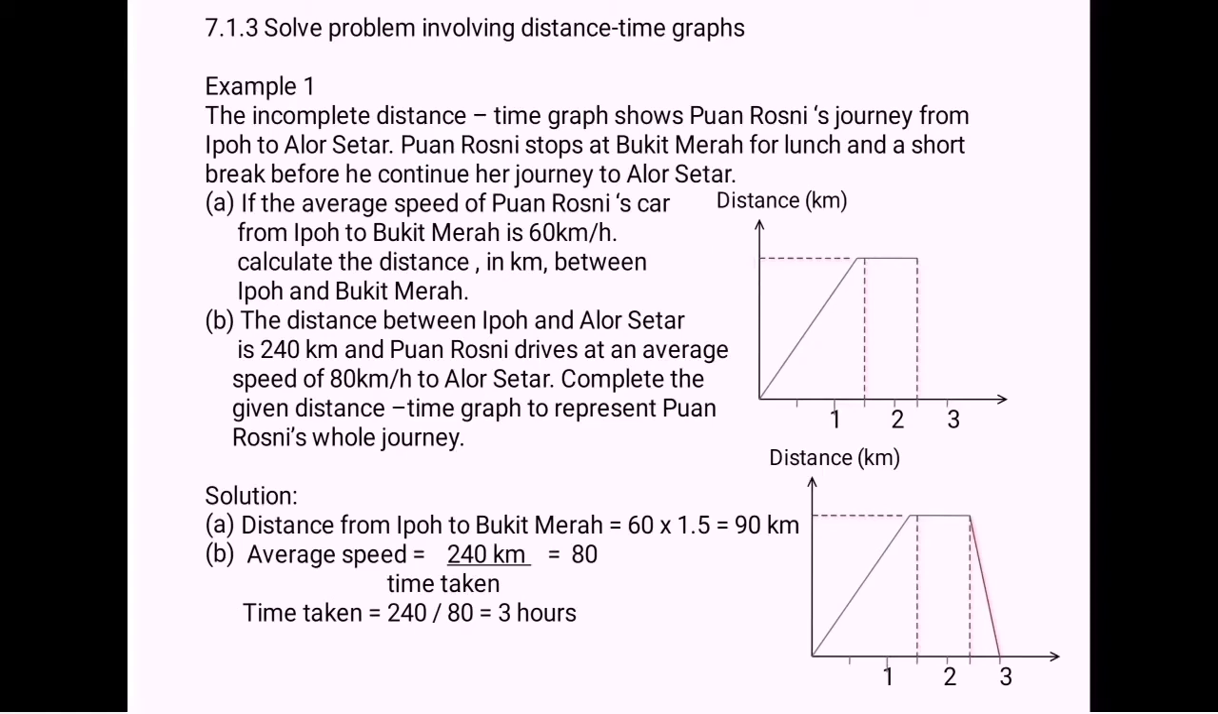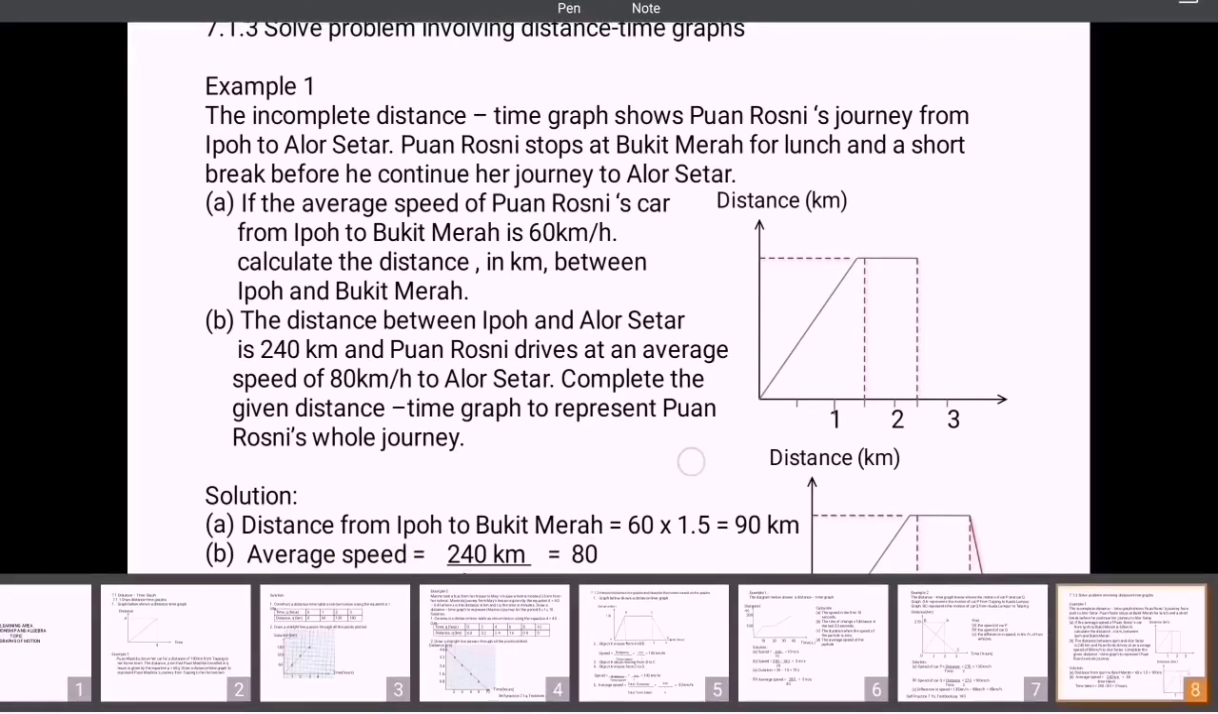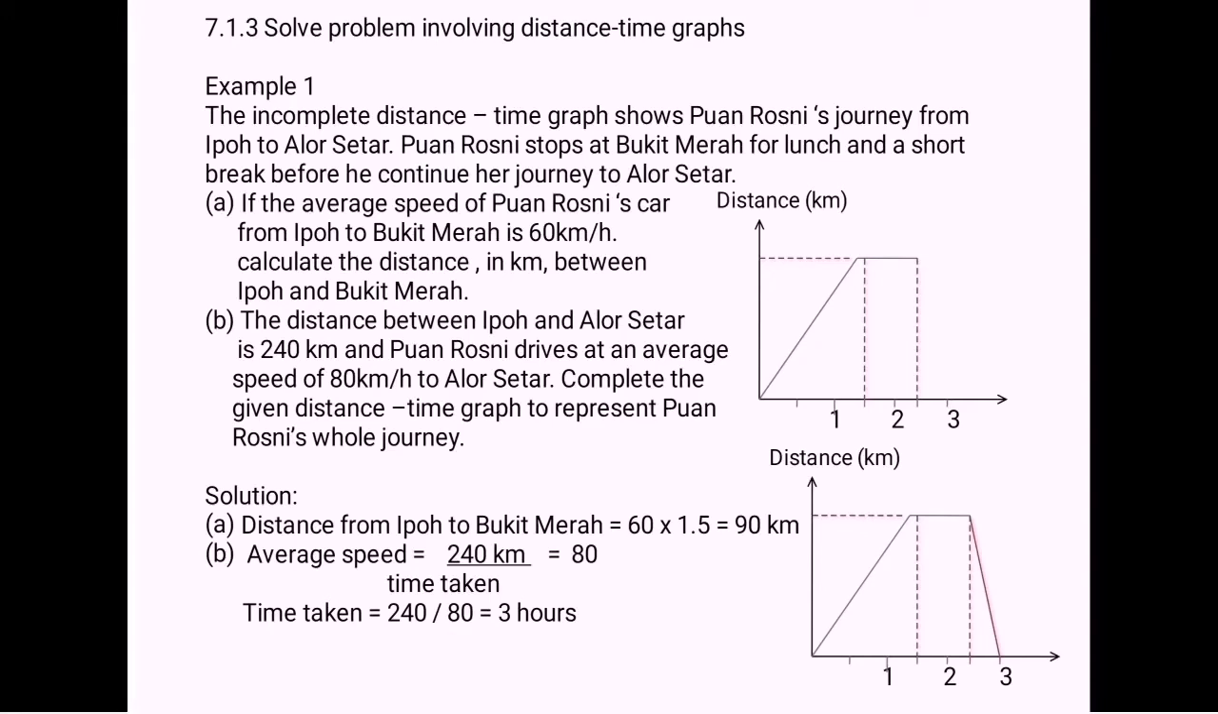Let's see the solution. Distance from Ipoh to Bukit Merah: 60 times 1.5, because here the time is 1.5 hours. You know why 60 times 1.5? Because the speed formula is distance over time. So distance equals speed times time, which is 90 km.